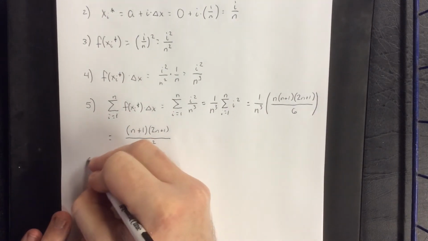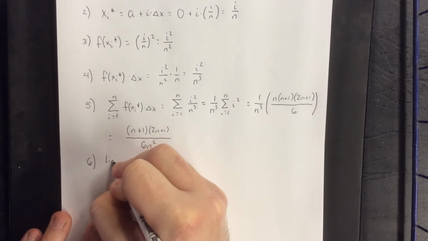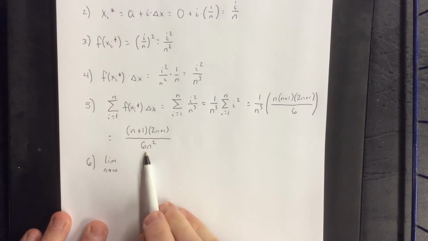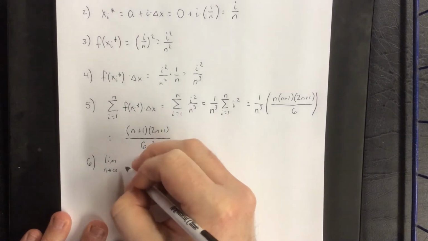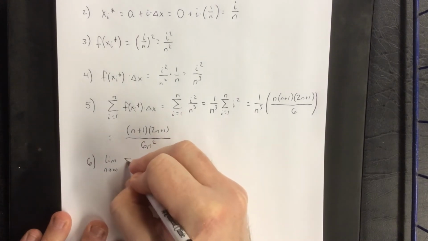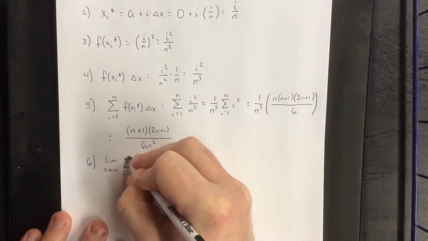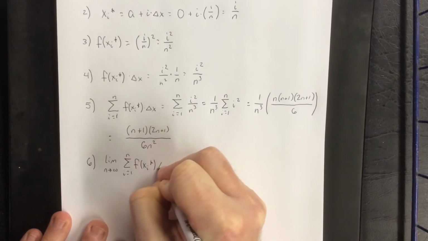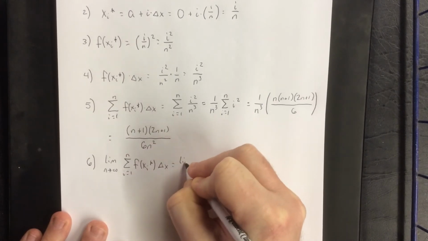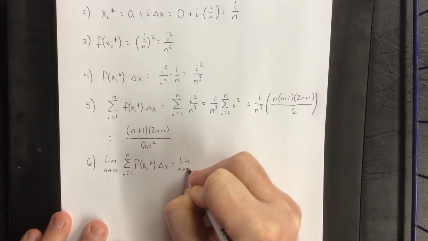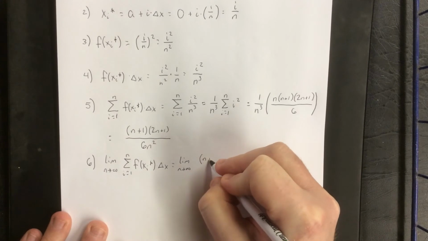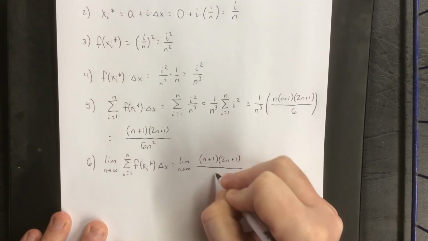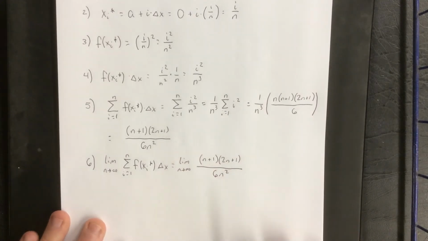And finally, we're going to take the limit as n goes to infinity of this expression. I mentioned in the previous video this should be a function of only n, and we see that that is the case. So the limit as n goes to infinity of n plus 1 times 2n plus 1 all over 6n squared.